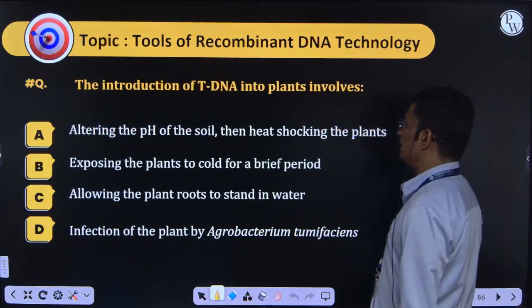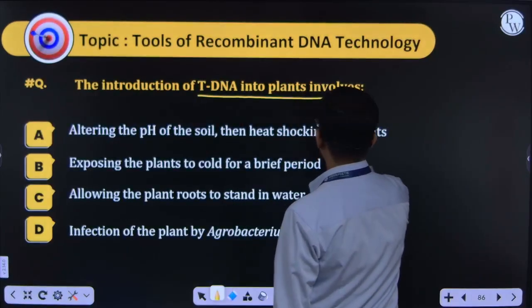The introduction of tDNA into the plasmid.